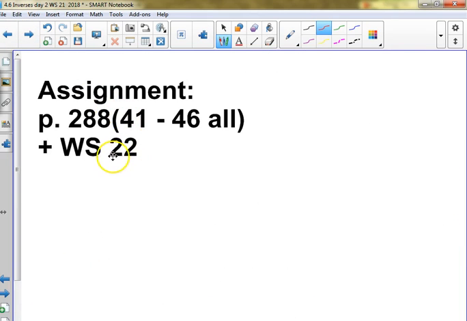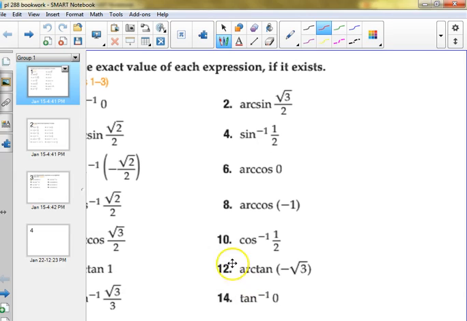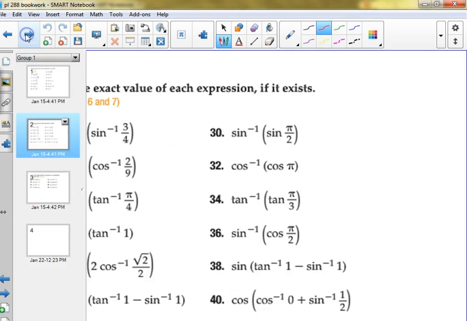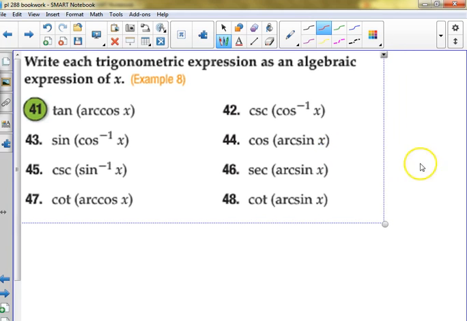Worksheet 22 is assigned, as are the questions 41 through 46 in the book. You have a homework check due tomorrow. Okay. Page 288 is assigned. These are the ones that are the 41 through something. Shall we do a couple of these together since you're having so much fun with these? Which ones do you have to do? 41 through 46 all, right? Okay.